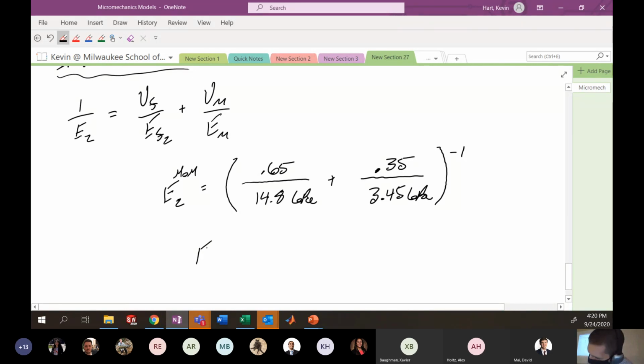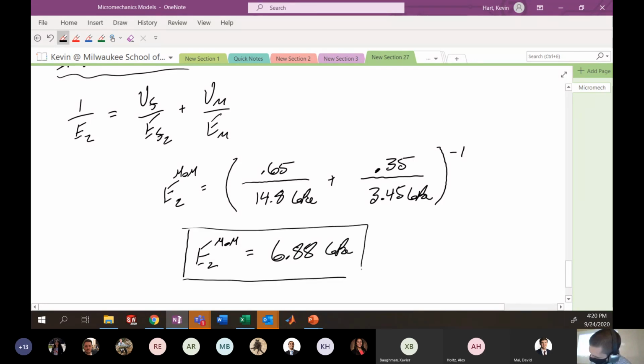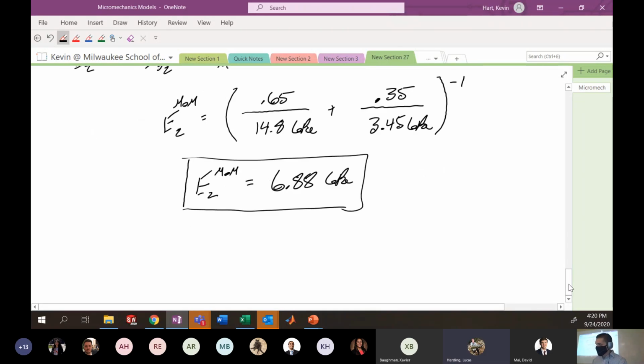All right, so you punch this into your calculator, those magical, mystical, amazing things that you carry around. 6.88 GPa. That's your mechanics of materials method, strictly using the inverse rule of mixtures.